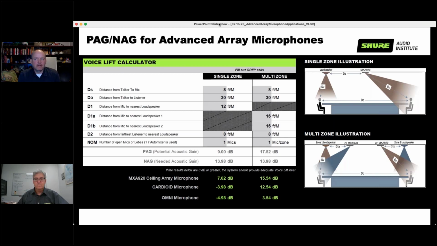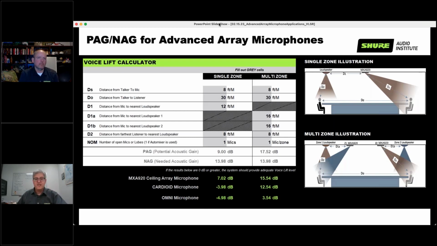We can get 15.5 dB of audio pickup in that room, and we need 17 to overcome the sound floor, right? So our gut check for the PAG/NAG calculation is yes, it will work in this room. Once we go to install them, we just need to make our adjustments to fine tune it to that room. But this is our great starting point to let us know that it is an option for this room.